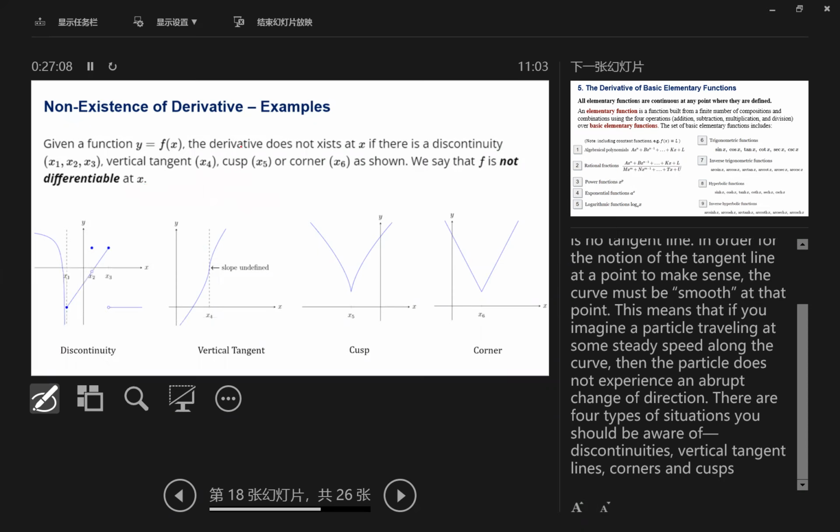So far, as long as you know there are 4 typical conditions where the derivative of function does not exist, it's okay. Okay, any questions?